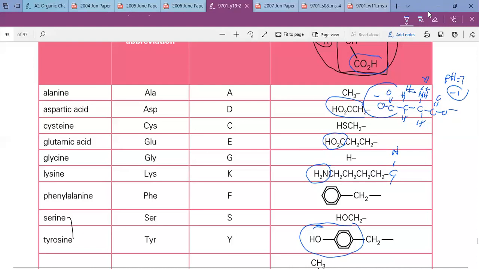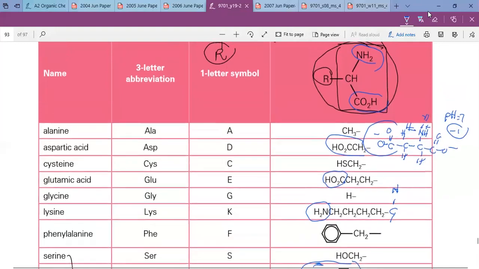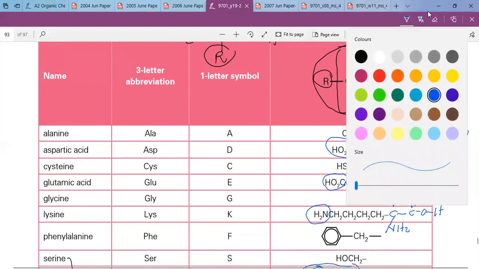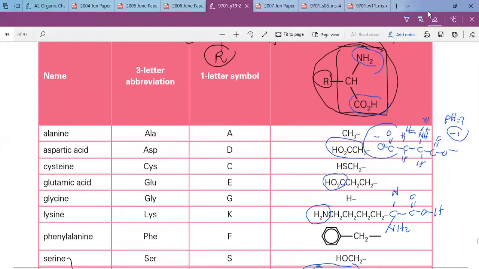Okay, your COOH. Right? See here, this is your R group. So H here and of course your NH2 here, and your carboxylic acid. So if it's pH 7, you now must put all the ionized stuff.